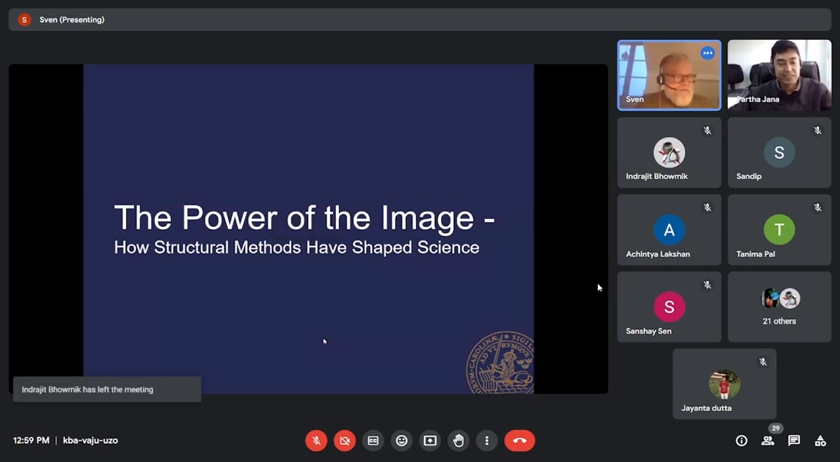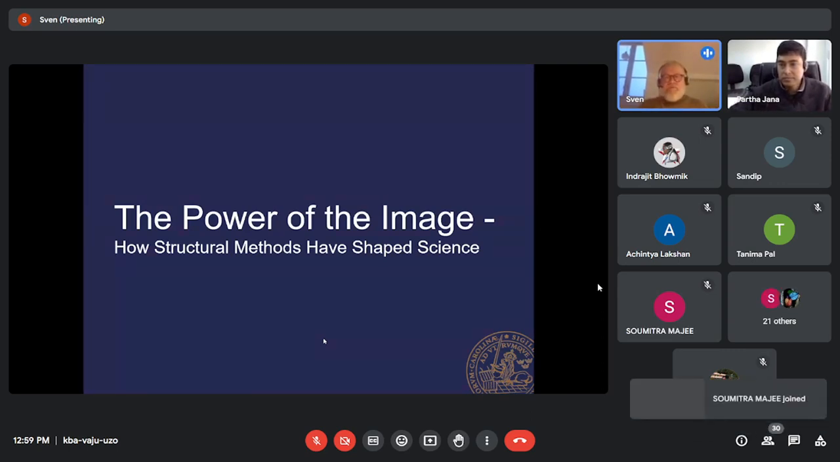So the title of this talk is "The Power of the Image," because I really feel that with X-ray crystallography, one of the main things is that it provides us with very powerful images, and it's actually changed the way we do material science. This is a fantastic tool.